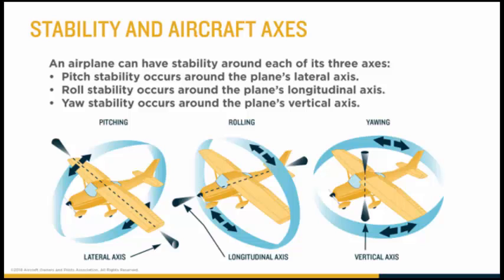So pitch stability occurs around the plane's lateral axis, so the up and down. Roll stability occurs around the plane's longitudinal axis, so the tilts left and right. Yaw stability occurs around the plane's vertical axis, so the rotation of left and right. So now you guys can stand up and put your arms out and pretend to be a plane and demonstrate to your family members what pitch, roll, and yaw are.